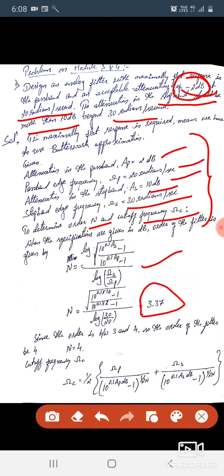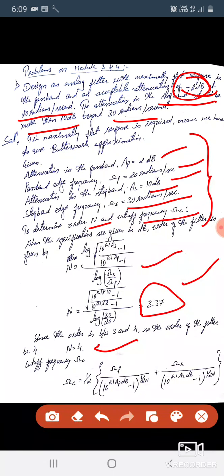Observe here, if you get an exact value, keep that value as it is. If you are getting a value like 3 point something, go for the higher order, don't choose the lower value. Even if you get 3.2 or 3.1, choose the higher one. For that reason here we used the order as 4. In between 3 and 4 means you go with the higher order only. That is what you have to choose when you design. N equals 4.